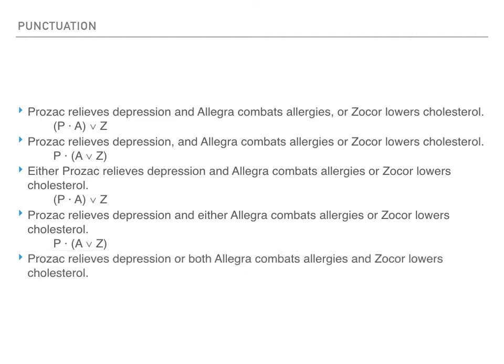Okay, so what about this one though? Prozac relieves depression, or both Allegra combats allergies and Zocor lowers cholesterol. Okay, well I hope you can see that this is really the same thing, except for now instead of indicating a disjunction, we have the package indicator for conjunction. So both Allegra combats allergies and Zocor lowers cholesterol. It's both of them. If it's both of them, then that's going to be indicating to us that it's really going to be P and then a wedge to this conjunction. So these are the sorts of signals which you need to become sensitive to.